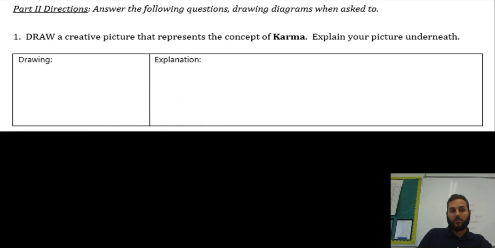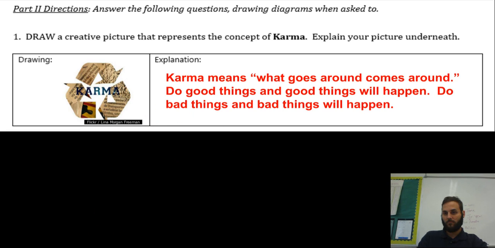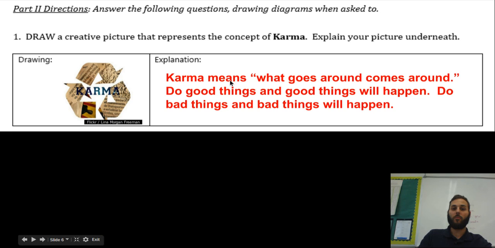All right, for part 2, you're going to answer the following questions, drawing diagrams or pictures when asked to. Number 1, draw a creative picture that represents the concept of karma. Explain your picture. This is my example that you can use. I drew arrows going in it, and this is the symbol for recycling. I drew these arrows to represent that karma means what goes around comes around. If you do good things, good things will happen. If you do bad things, bad things will happen.